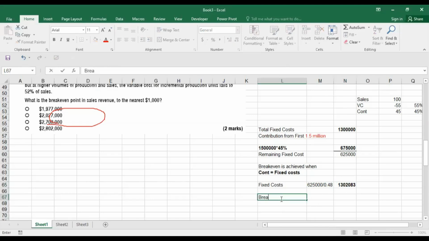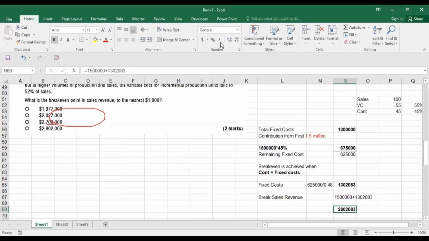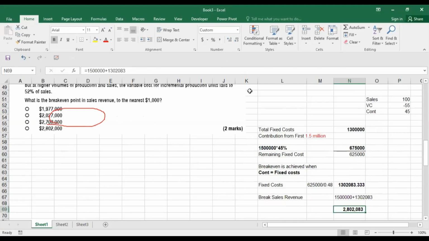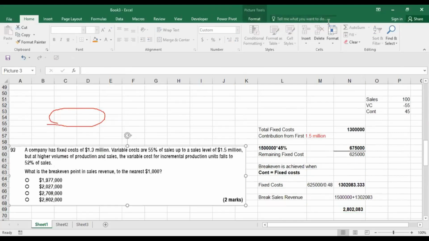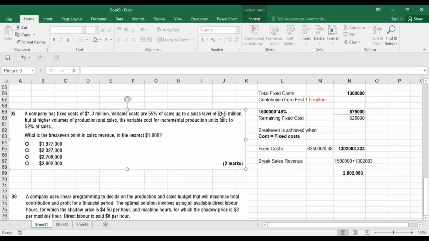So break even sales revenue will be 1.5 million plus this 1,302,083. I'm just stuck with my keyboard, so I'm trying to use fewer hotkeys. This is 2,802,083, about 2,823,000. Answer should be option D. I'm sure that some of you have not understood. I'm available to explain. Please ask me.